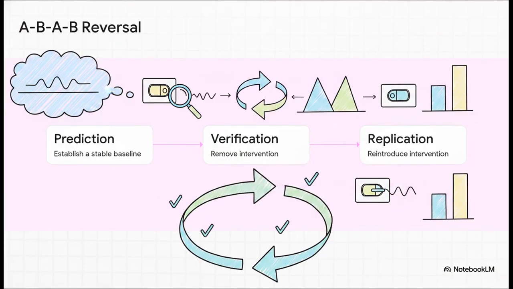This illustrates the logic behind the classic A-B reversal design. First, you build a stable baseline. That's your prediction. Next, you introduce and then remove the intervention to see if the behavior reverts. Boom, that gives you verification. Finally, by reintroducing the intervention in that final phase, you achieve replication. It's the gold standard of experimental control because it proves you can turn the behavior on and off at will. It establishes internal validity and rules out variables like history and maturation.